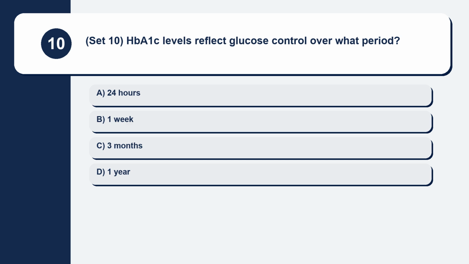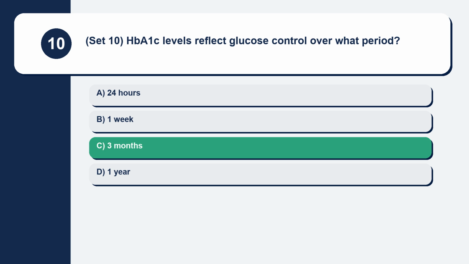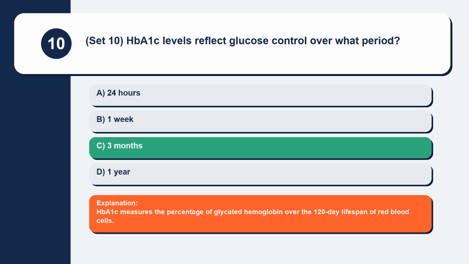Question 10. Set 10. HbA1c levels reflect glucose control over what period? 24 hours, 1 week, 3 months, 1 year. HbA1c measures the percentage of glycated hemoglobin over the 120-day lifespan of red blood cells.